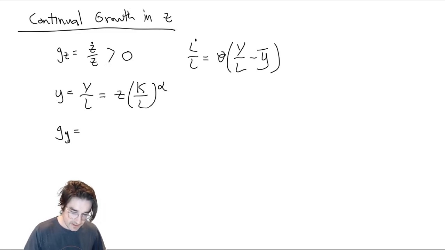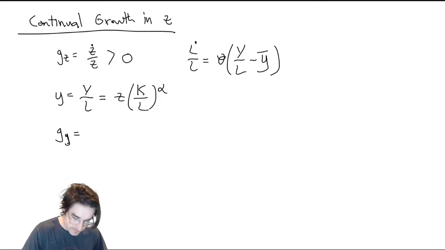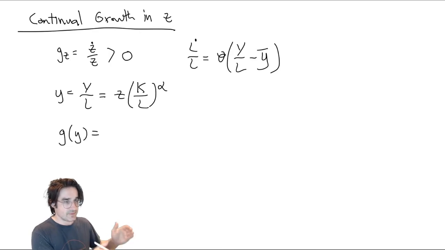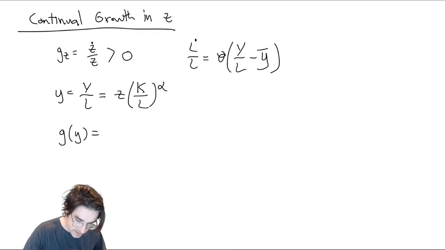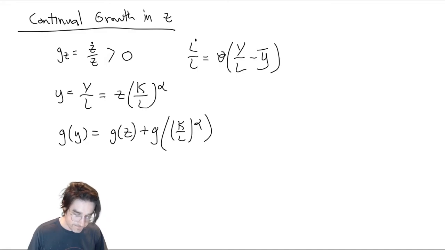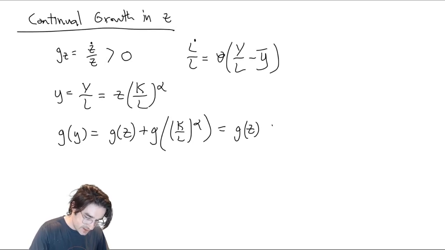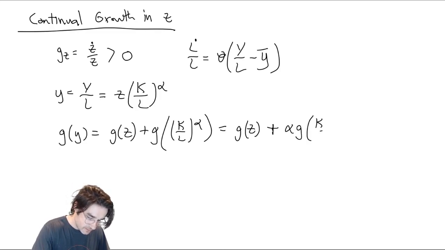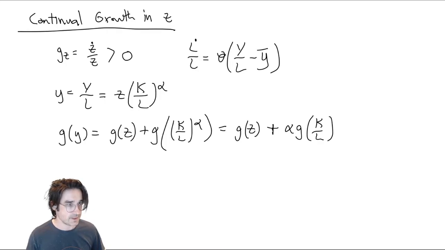I'll go through it explicitly this time, just because it's the first time we're doing this growth rate stuff. You can write it out every step of the way and see how it works, but once you start doing it more often, you'll skip steps and go faster. So gy, applying the product rule, is going to be gz plus g of that whole thing, k over l to the alpha. First apply the product rule, then unpack. So we have gz, and then unpacking the thing on the right, that's alpha times g of k over l. That's the power rule that we use there.